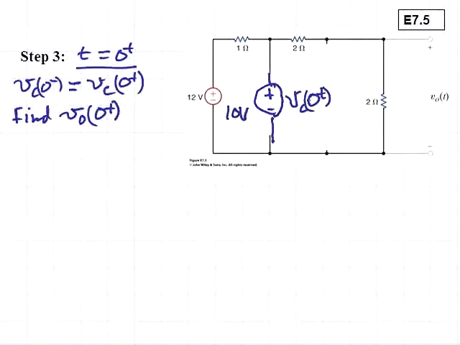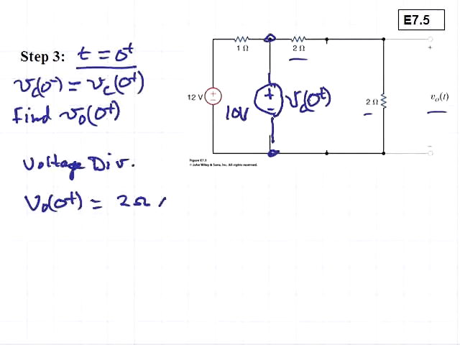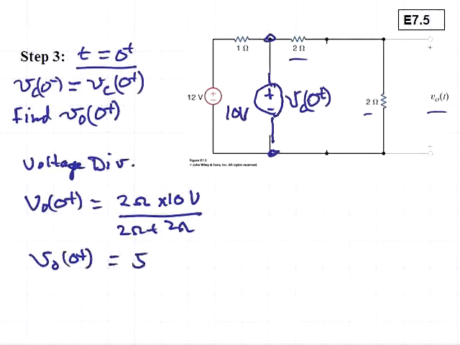And we wish to determine the output voltage V sub O at this time. So we can say that by voltage division, we have 10 volts appearing across the two 2-ohm resistors. So we'll have VO at 0 plus is equal to 2 ohms times 10 volts divided by 2 ohms plus 2 ohms, or VO at 0 plus is equal to 5 volts.